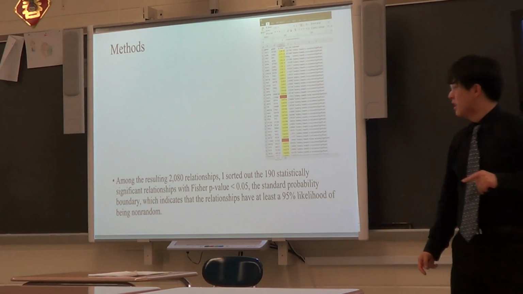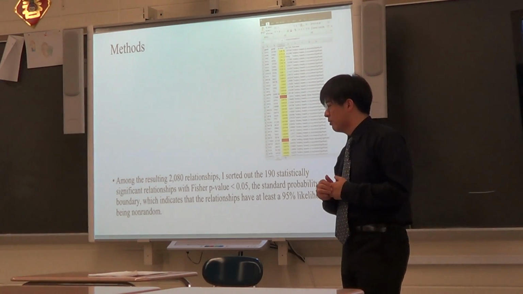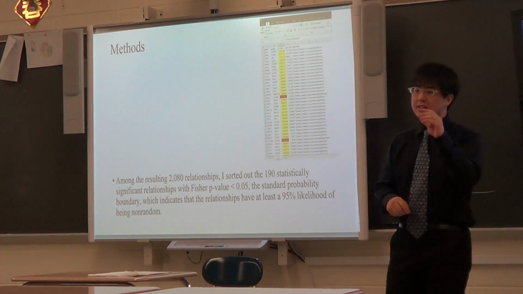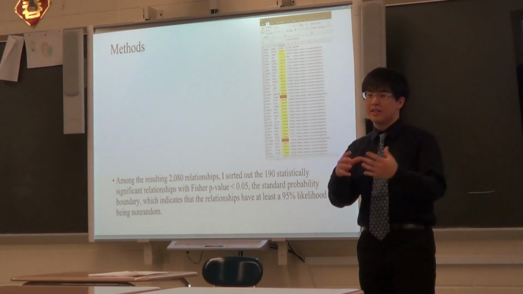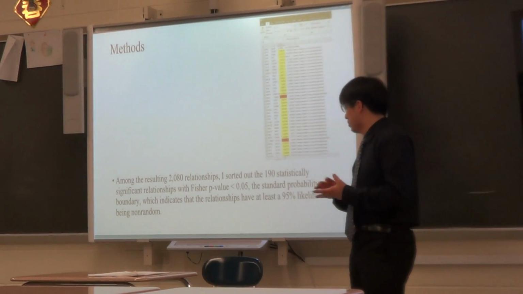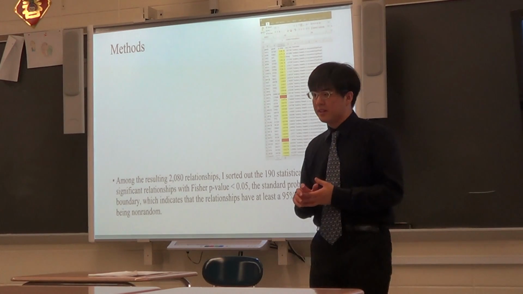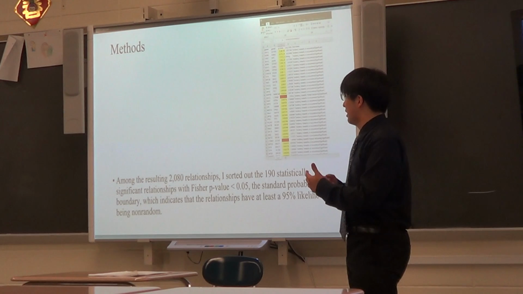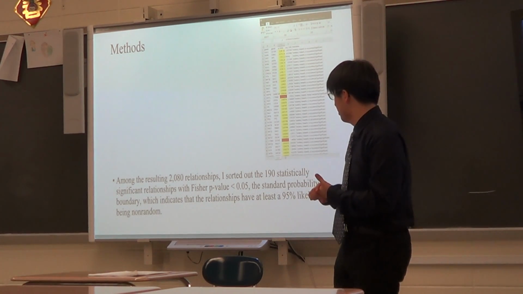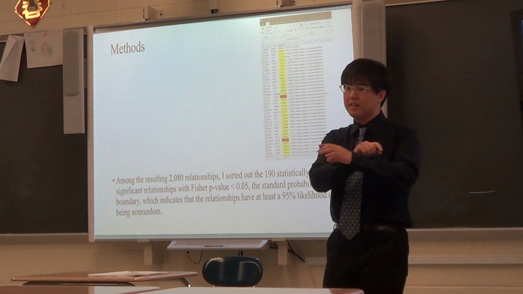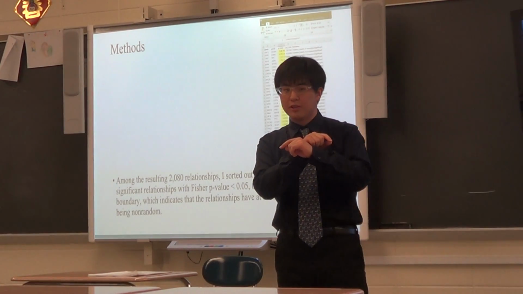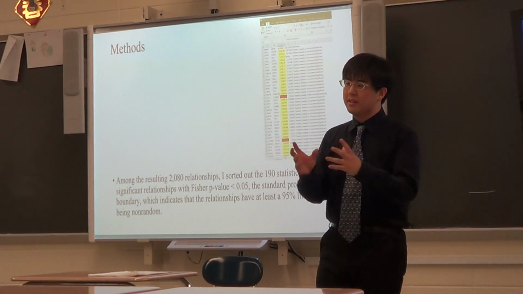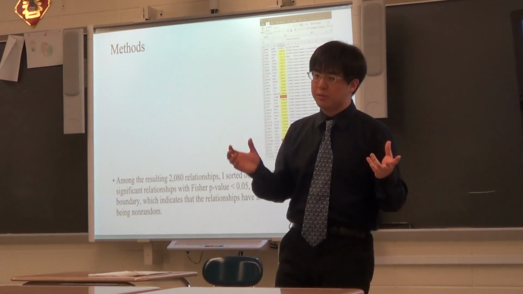Among the resulting 1,080 relationships, which is basically just 65 times 64 divided by 2, just nCr, I sorted out the 190 statistically significant relationships with p-values below 0.05. I'm going to go into what this means a little more, but basically the p-value less than 0.05 is the standard probability value with which we try to see if our relationships were significant.